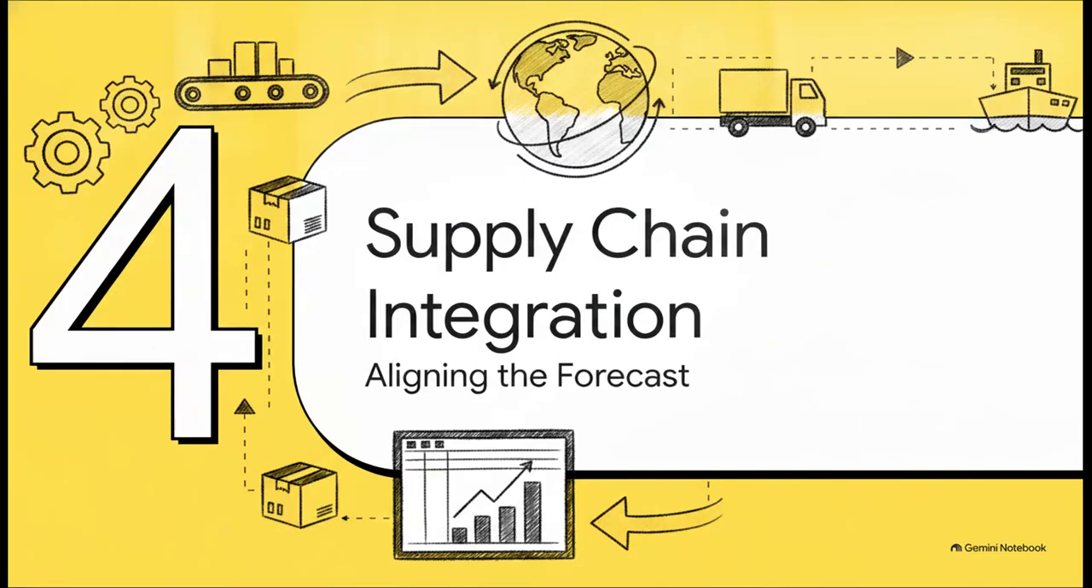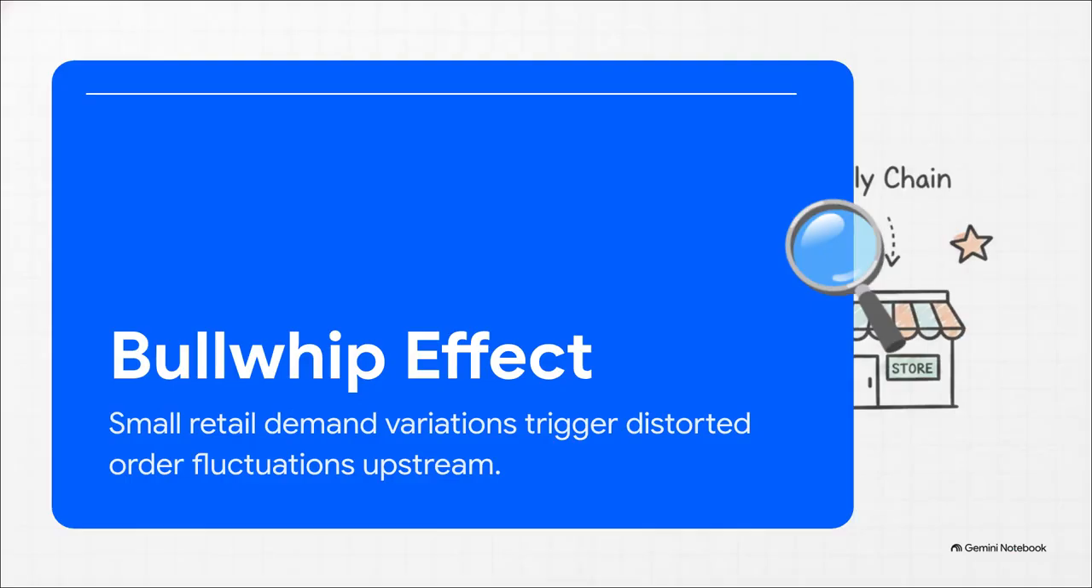Section 4, supply chain integration. Now, to really grasp why deploying these perfectly blended forecasts matters so much, we have to talk about a total supply chain nightmare known as the bullwhip effect. The crucial thing to understand is this. Small variations in customer demand at the retail level trigger massively amplified, totally distorted order fluctuations upstream.